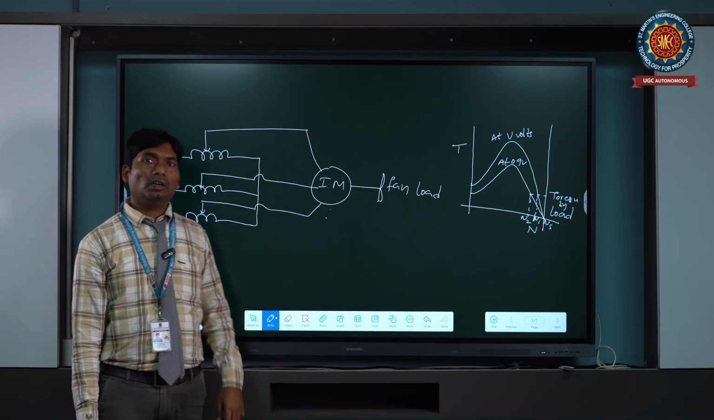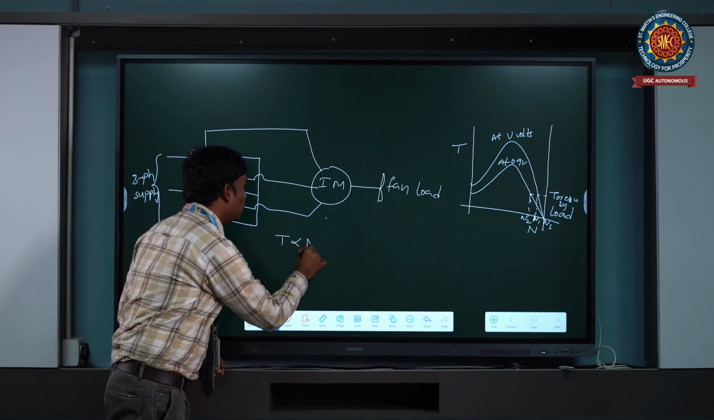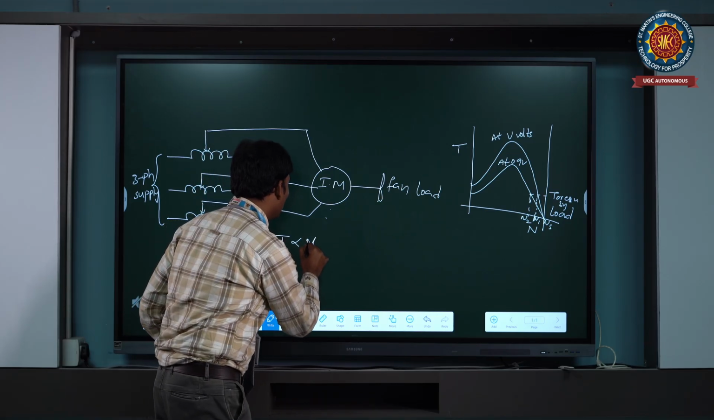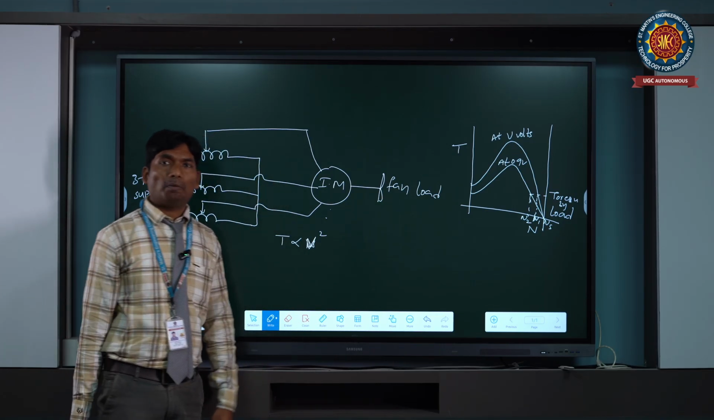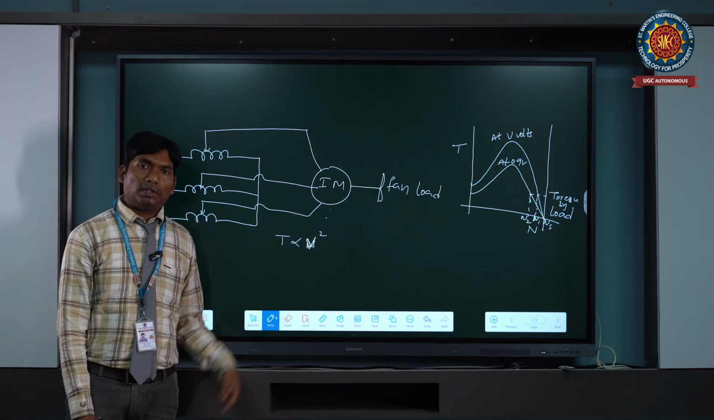But the limitation of this method is that torque is directly proportional to the square of the applied voltage. The torque developed by the induction motor is proportional to the square of the applied voltage.